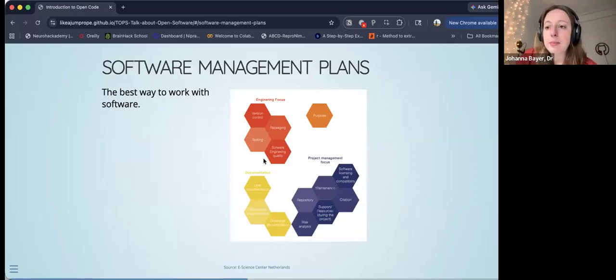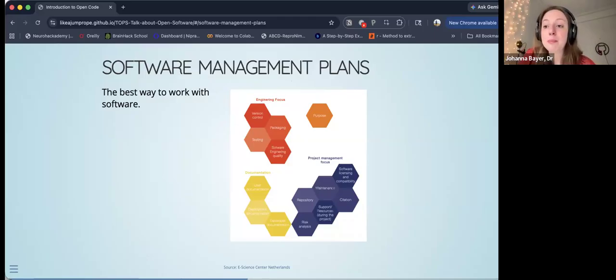Yes. Another thing that you should know about is software management plans. One of the reasons is that many grant agencies, if you want to get funding for your code or for your project, require you to provide them with a software management plan. This is one from the eScience Center in the Netherlands, and it has different subsections, and it requires you to think very thoroughly about not only what you want to do with your code, but also what happens when the funding runs out?